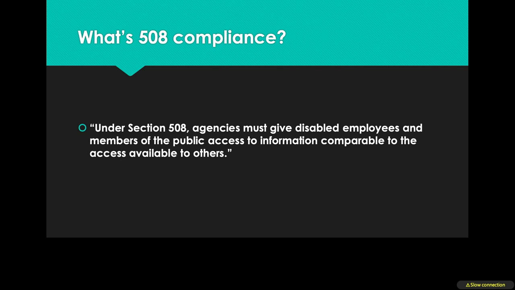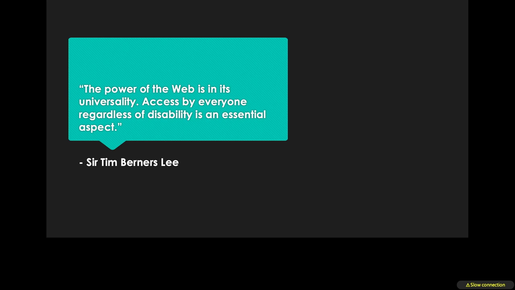And so this is a quote about what is required of federal agencies. Under Section 508, agencies must give disabled employees and members of the public access to information that's comparable to how other people would get it. You've probably heard of accessibility in the tech world, and 508 compliance is a big part of that.